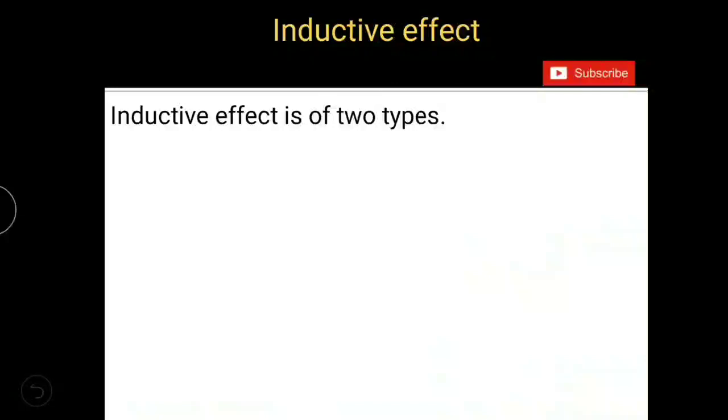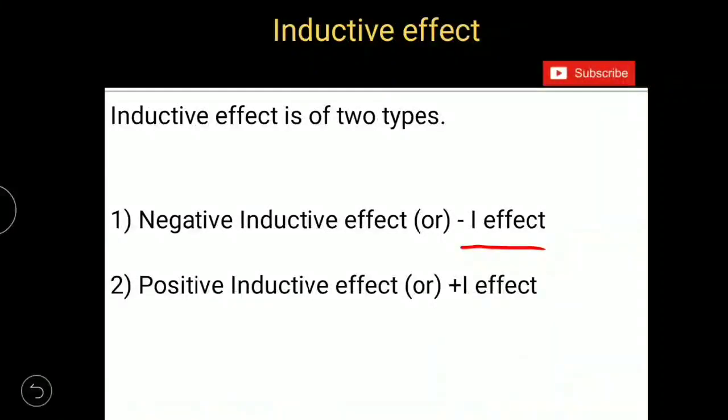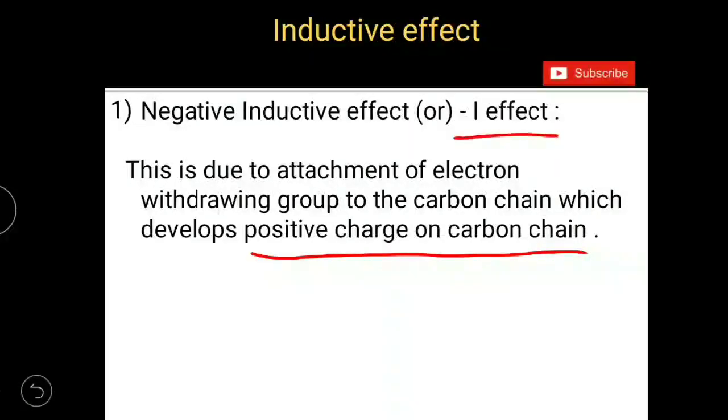An inductive effect is of two types: negative inductive effect, which is called as minus I effect, and positive inductive effect, which is also called as plus I effect. What is negative inductive effect? Inductive effect due to the attachment of electron withdrawing group to the carbon chain, which develops positive charge on the carbon chain, is called as negative inductive effect.